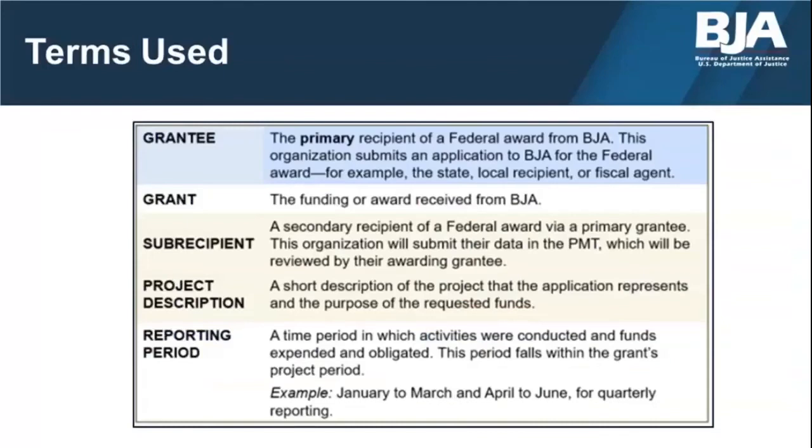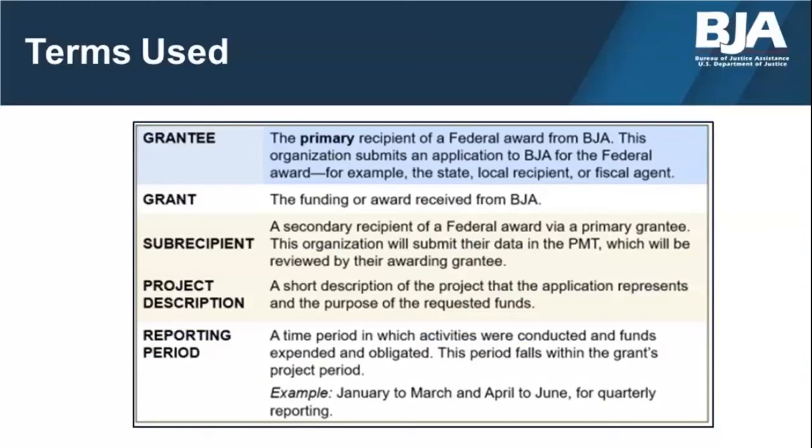Let's go over some commonly used terms in the PMT, which we'll frequently refer to throughout the remainder of today's session. The PMT uses specific terminology to refer to persons, organizations, and concepts. A grantee is the primary recipient of a federal award from BJA. This organization is the party who submits the application to BJA for federal funding. A grant or award is the funding given to grantees by BJA.